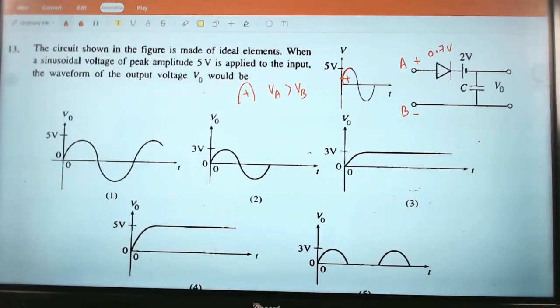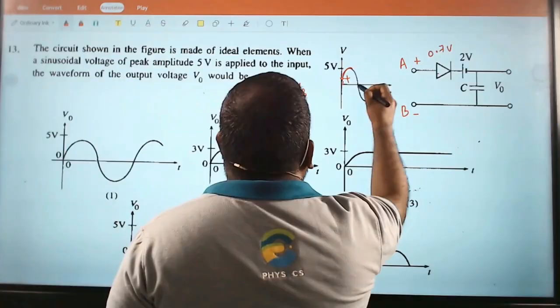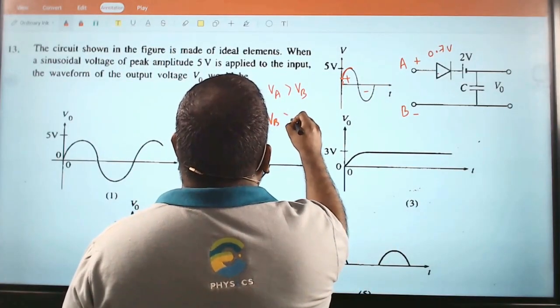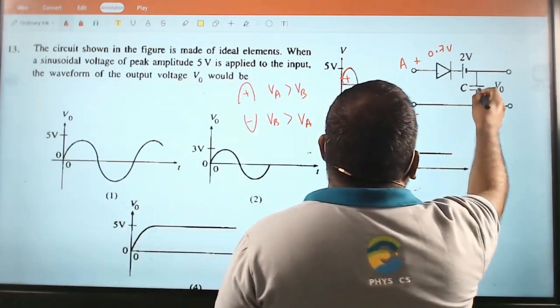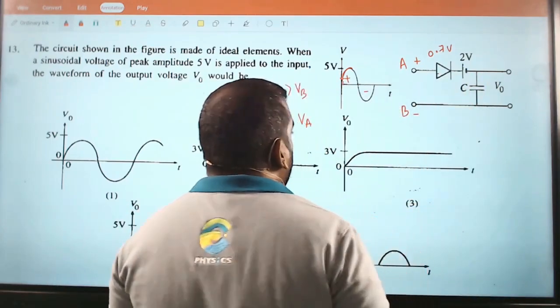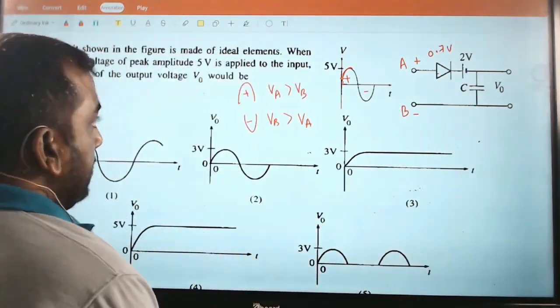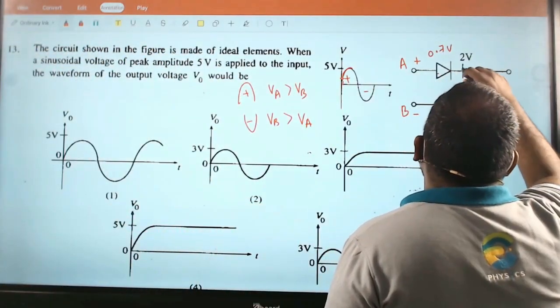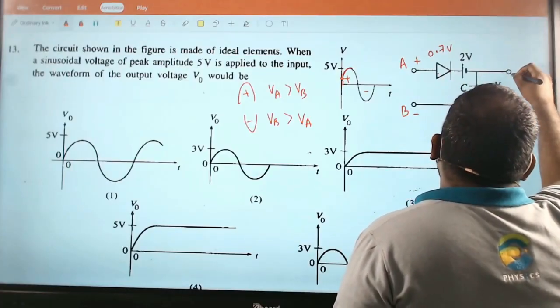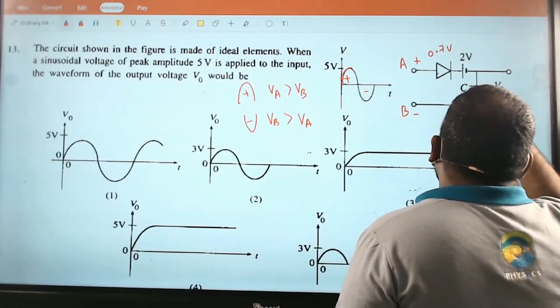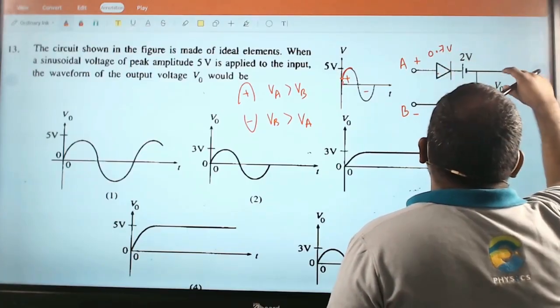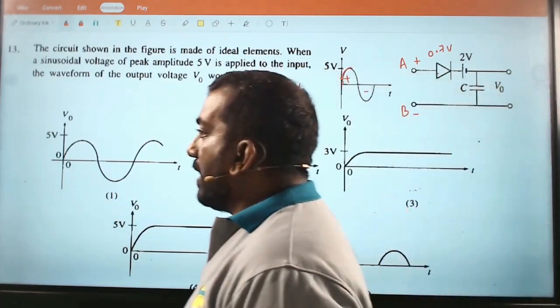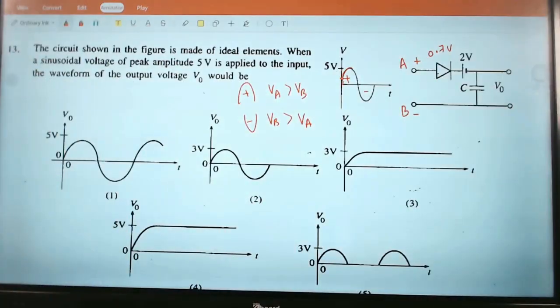Okay. Now when the negative half comes in, potential at B is larger than the potential at A. There is no current passing that way. No current passing that way means here if there is a load there will be a discharge. Reverse bias. So they are asking the voltage here. Think carefully and answer. Now look at this carefully.